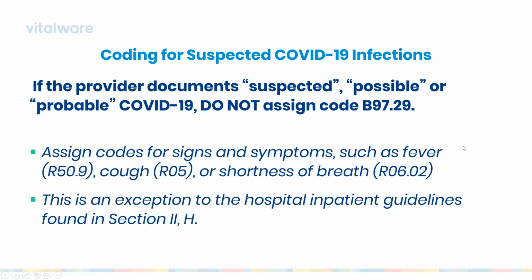Okay, this is pretty important, and this follows basically the guidelines for our other type of influenza stuff. Regardless of your setting of care, so be it inpatient or outpatient, if the physician documents suspected, possible, probable, we're not going to assign B97.29 or U07.1. It has to be actually confirmed, although it could be a presumptive positive patient. But if the patient doesn't have at least presumptive positive test results, we're not going to code it as a COVID-19 active infection. Instead, you're going to go to whatever signs and symptoms the patient is having. Okay. It's an exception to the inpatient guidelines rule, but it is that way for some of the other infectious disease processes, the influenza in particular.